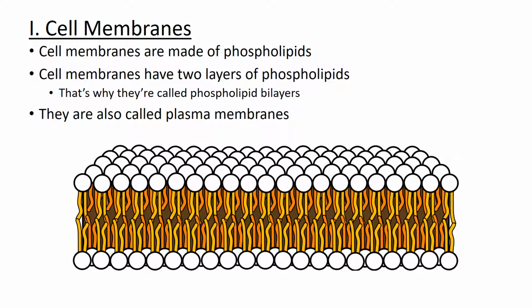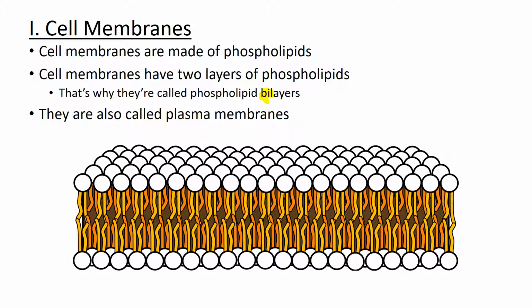All cells have cell membranes. Cell membranes are basically the skin of the cell. They surround the cell and hold its contents inside. Cell membranes are made out of phospholipids, and cell membranes have two layers of phospholipids. That's why they're called phospholipid bilayers.